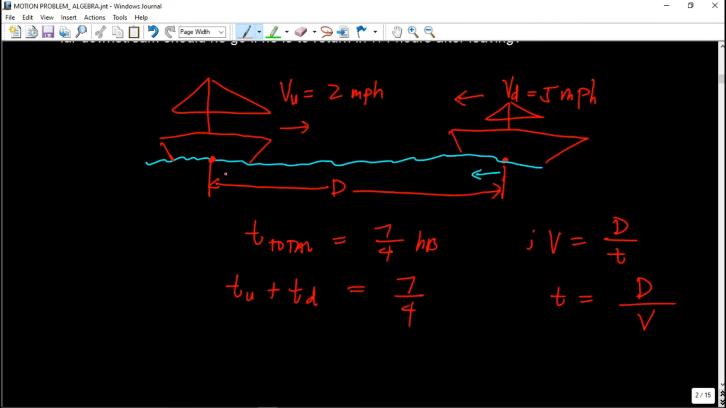So the distance upstream is equal to the distance downstream, because the boat just returned. So we have distance over the rate upstream, that is V sub U, plus the distance, which is the same, all over V sub D, the rate or speed downstream. So this is equal to 7/4 hours.